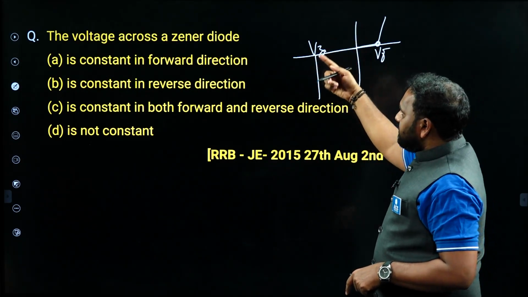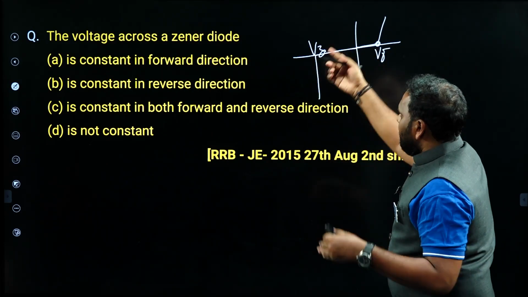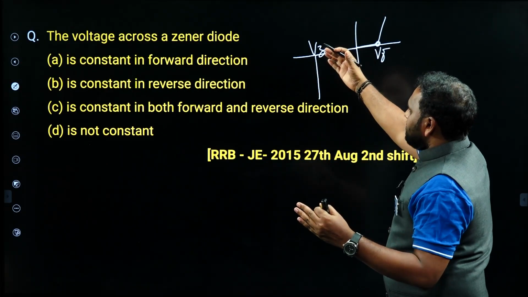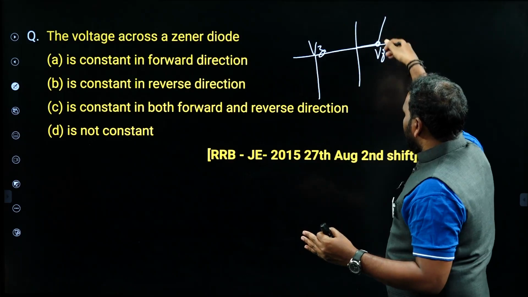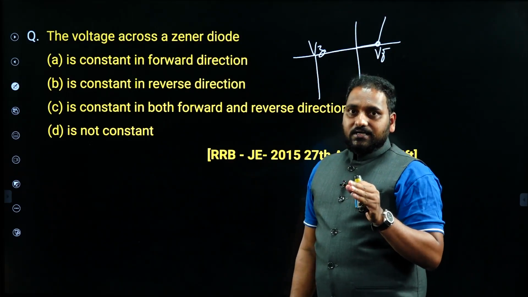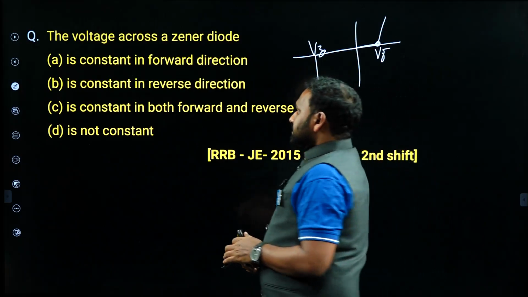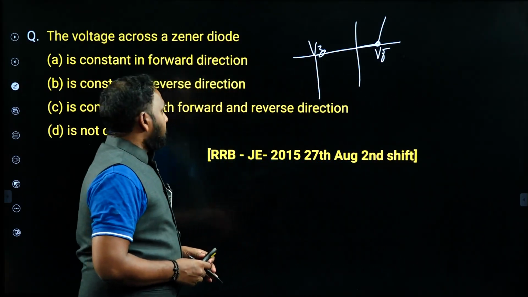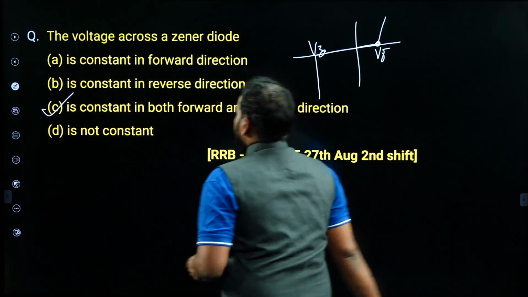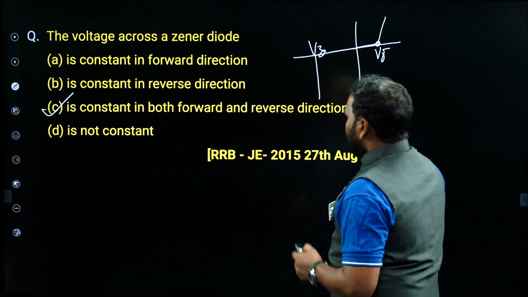Whatever voltage stability we have in the Zener diode, the same stable voltage drop across the Zener diode in forward bias is also possible, but that value may be very less. He is not asking about the value. So, constant in both forward and reverse bias, so C is the correct option. I am going for the next question.